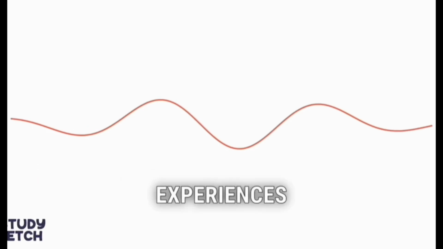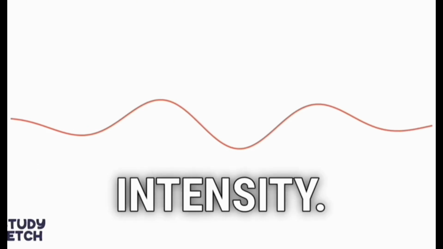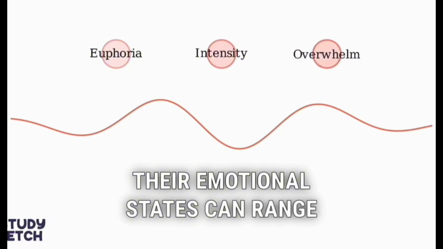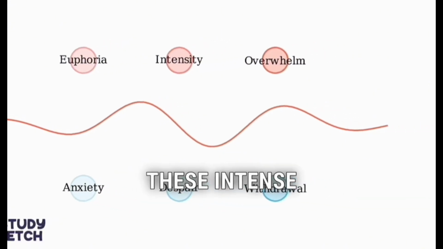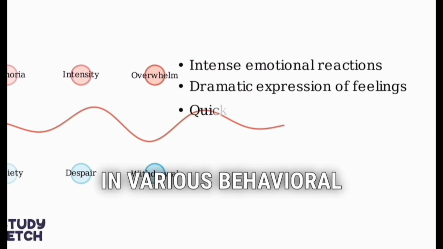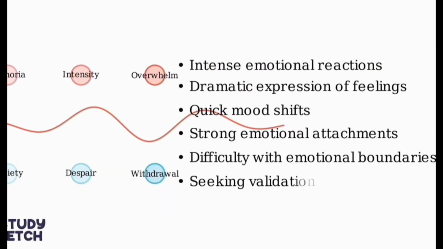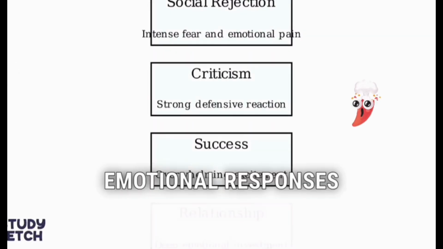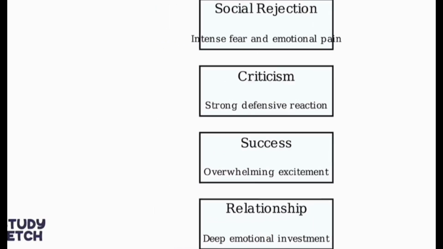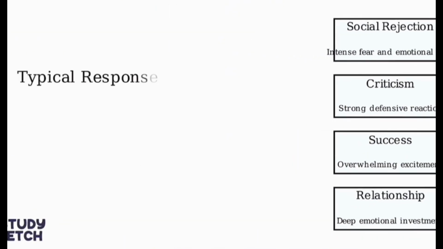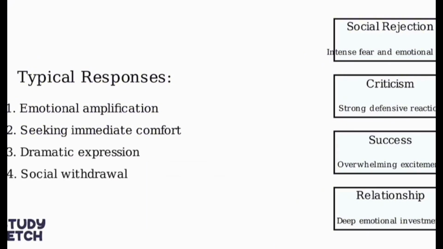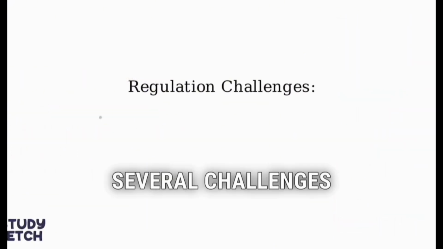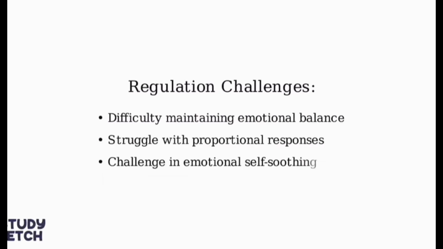The dramatic dreamer experiences emotions with exceptional intensity. Their emotional states can range from extreme euphoria to deep despair. These intense emotions manifest in various behavioral patterns. Various situations can trigger intense emotional responses in the dramatic dreamer. In response to these triggers, the dramatic dreamer typically shows several characteristic behaviors. The dramatic dreamer faces several challenges in regulating their emotions.